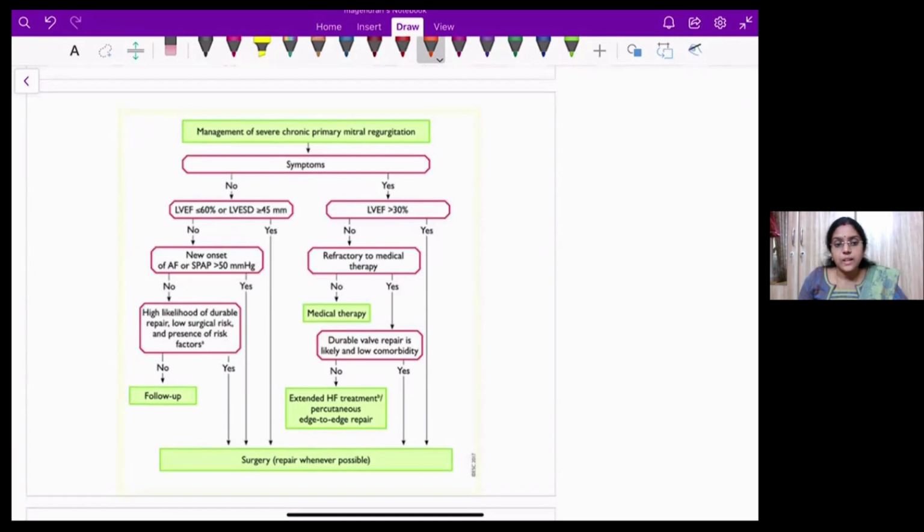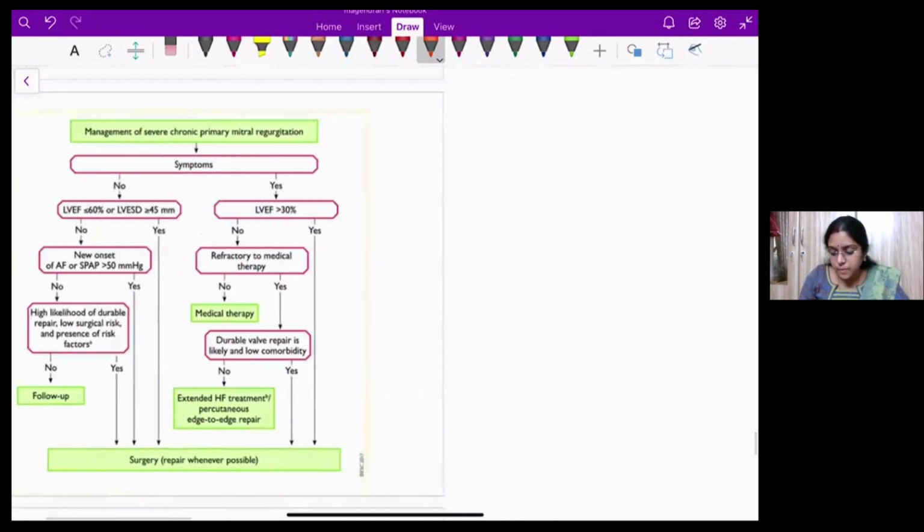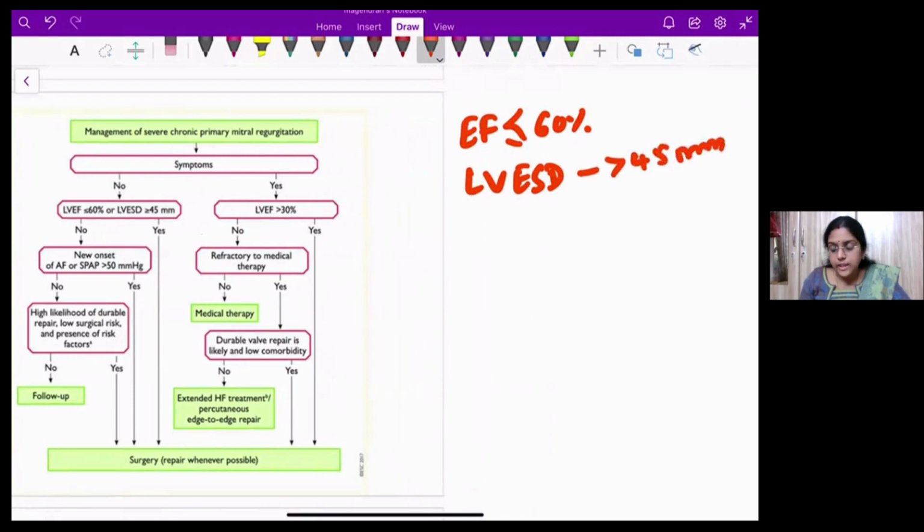But when will you not do a medical therapy? You need to keep two numbers in mind. For mitral stenosis, we saw that the severity will be less than 1 centimeter square of valve area, and the pulmonary pressure will be more than 50 millimeters of mercury. Similarly, for mitral regurgitation, you need to keep in mind two numbers. What is the first one? When the ejection fraction is less than 60%, or the LV end systolic diameter is more than 45 millimeters. In this condition, you will take the patient for surgery.